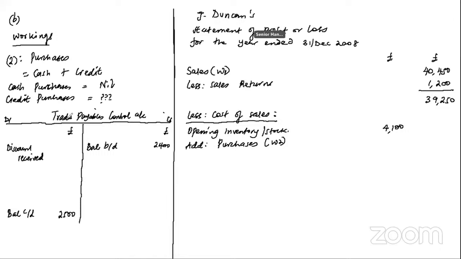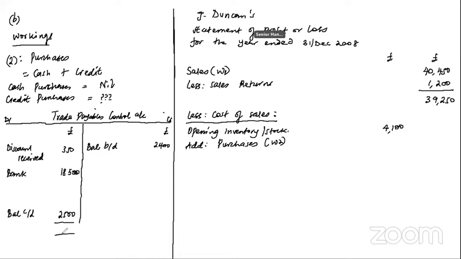Discount received. This is 350. Then we also have bank. We made some payments. We paid our suppliers through the bank, and we paid them 18,500. No sales, no purchases, returns.